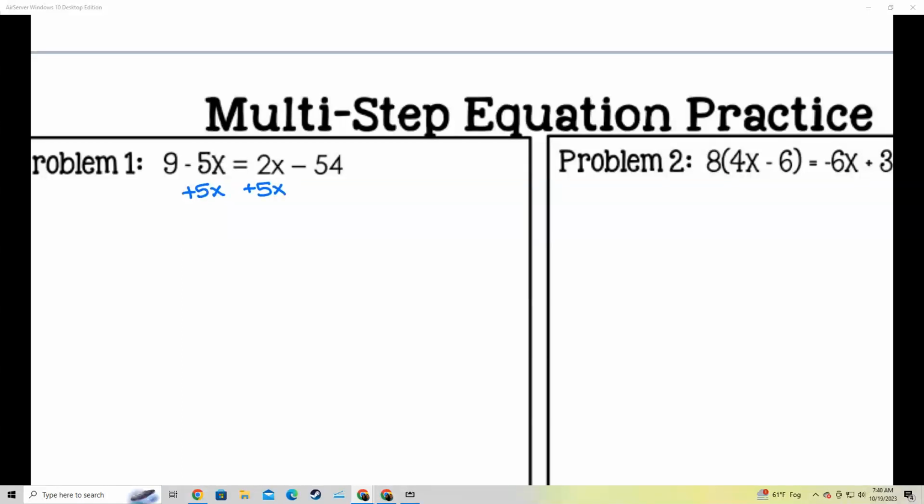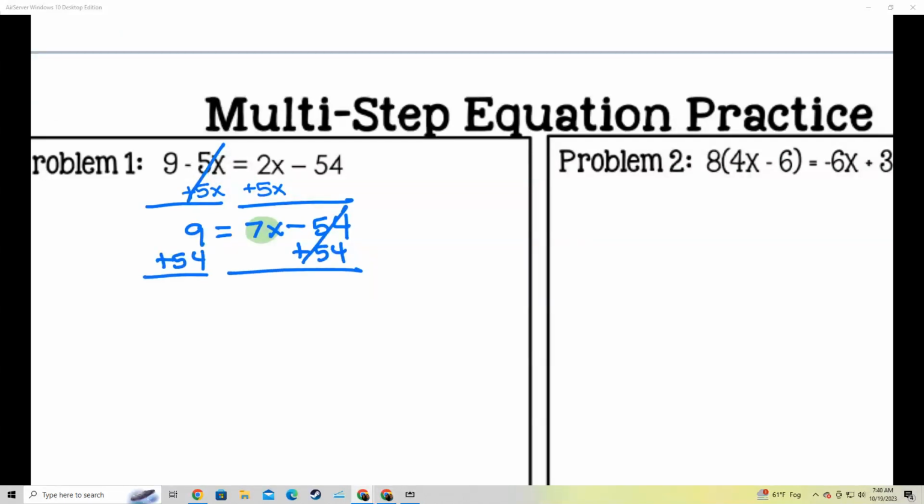And my weight is a little off, so let me go ahead and make it thicker now. I'm doing this so that way all my x's are on the right and all my numbers are on the left. This is 9 equals 7x minus 54. I'm almost done. I'm going to go ahead and get rid of that minus 54 by adding 54 on both sides. That gives me 63 is equal to 7x.